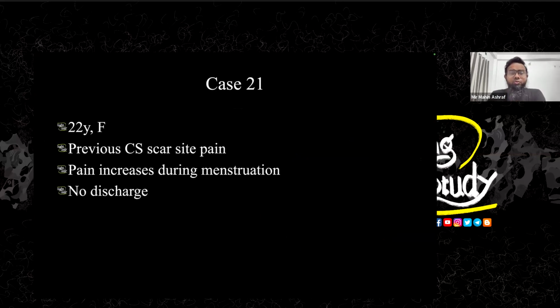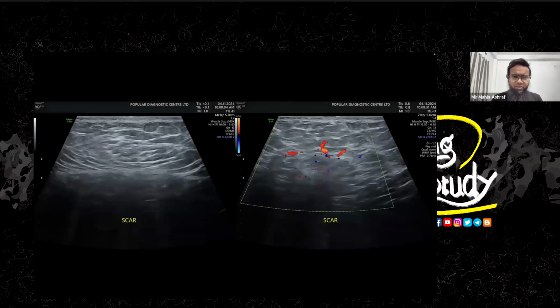Now case number 21. This is a 22-year-old female patient who had a history of previous cesarean section, and she came with cesarean section site pain and something hard palpable. The pain increases during menstruation, which took our attention. Actually, there was no discharge from the scar site. So let's see what we have got on ultrasound.